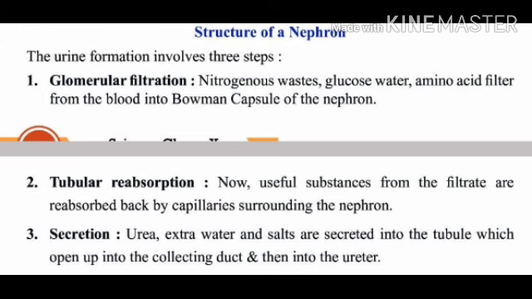So the first way is glomerular filtration. Nitrogenous waste, glucose, water, amino acids are filtered from blood into the Bowman's capsule of the nephron. Okay, so this is glomerular filtration.